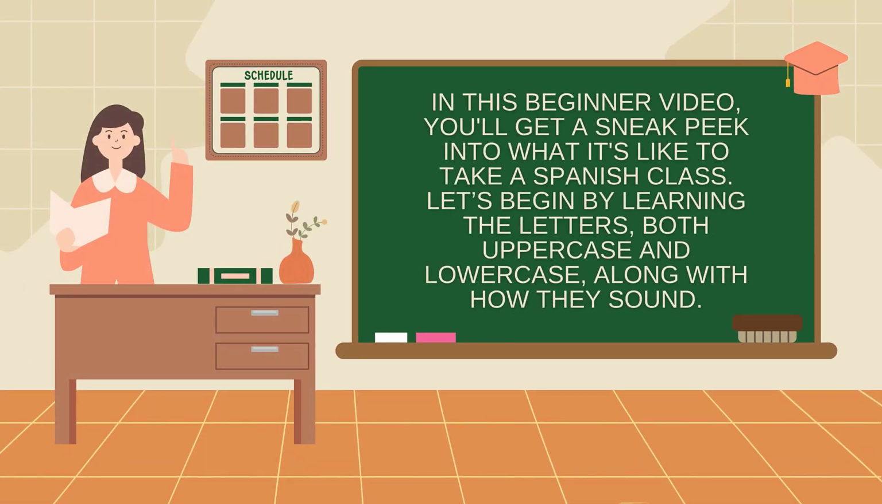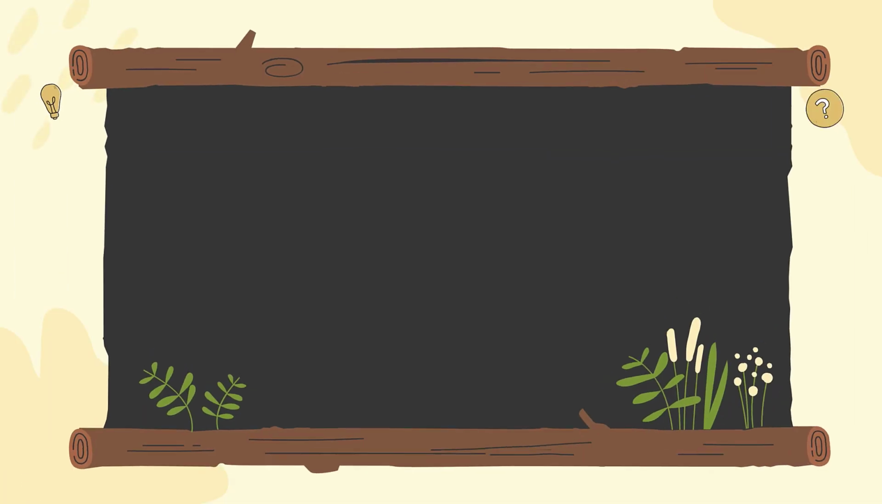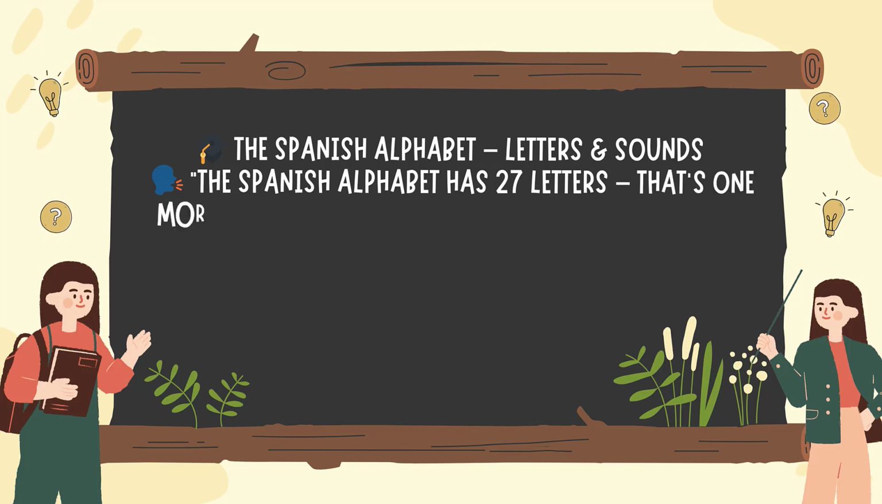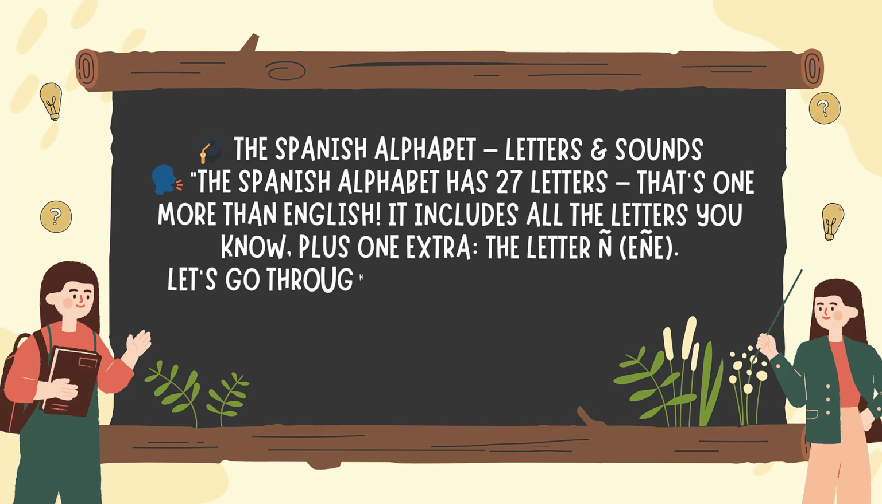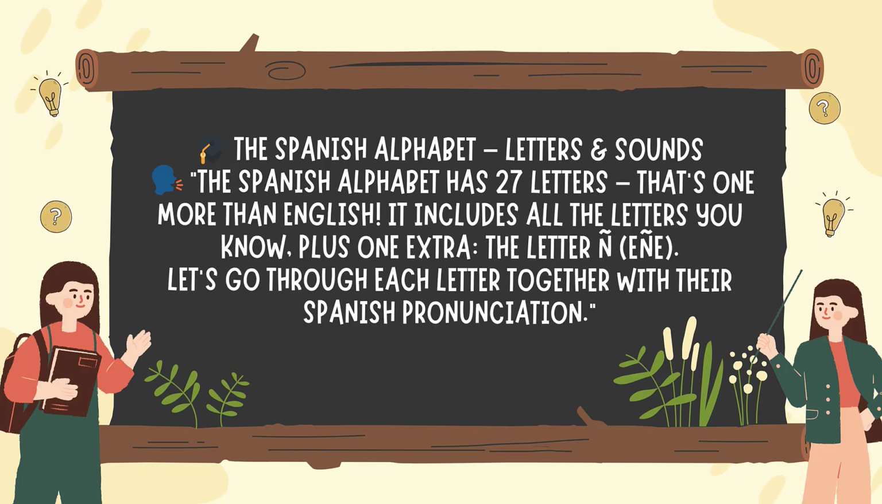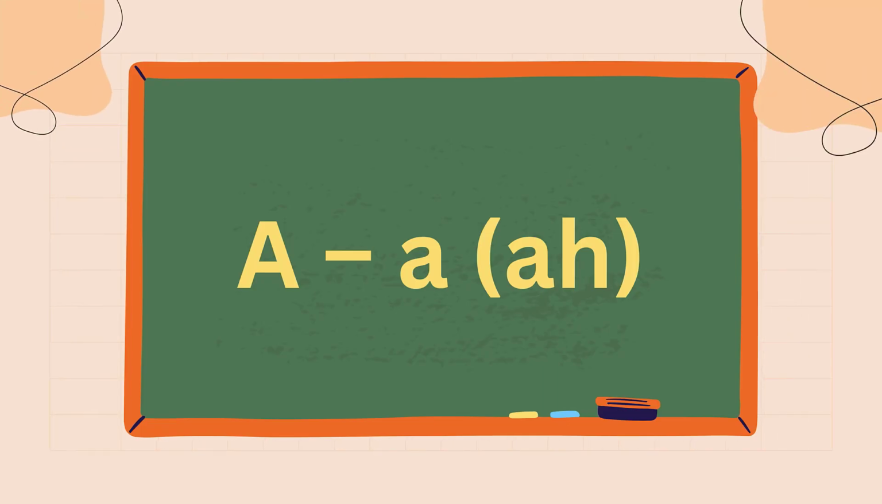In this beginner video, you'll get a sneak peek into what it's like to take a Spanish class. Let's begin by learning the letters, both uppercase and lowercase, along with how they sound. The Spanish alphabet has 27 letters, that's one more than English. It includes all the letters you know, plus one extra, the letter ñ. Let's go through each letter together with their Spanish pronunciation.